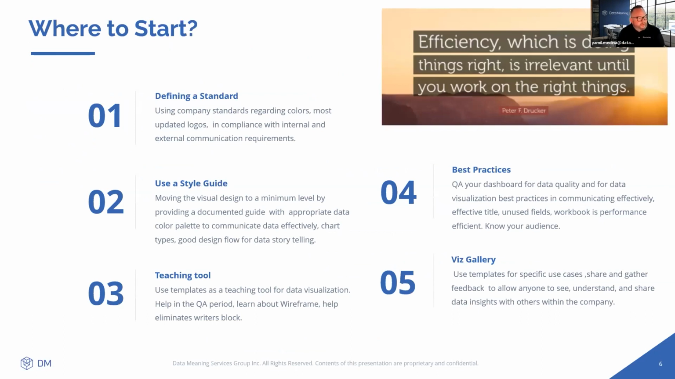So where to get started? I wanted to use this quote from Peter Drucker. It says, "Efficiency, which is doing things right, is irrelevant until you work on the right things." So you have to work on the right things, right? You need to start on the right path. You have to define your standard. You have to work with your teams and say, okay, what are the standards? What are the company standards?